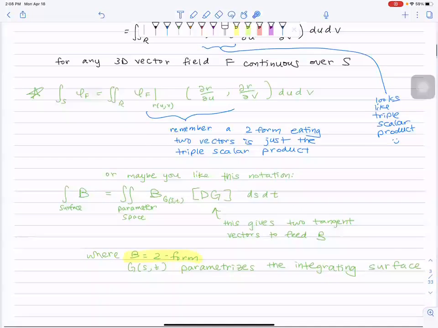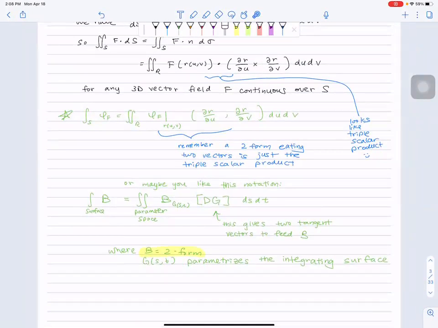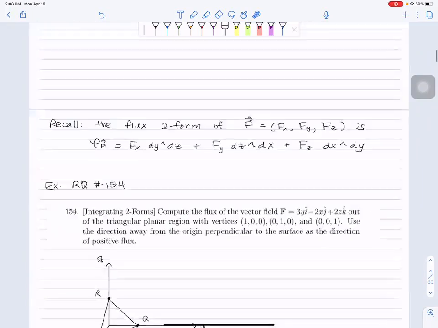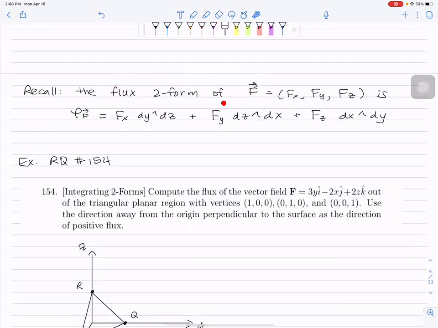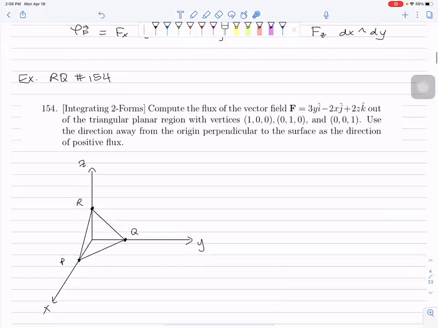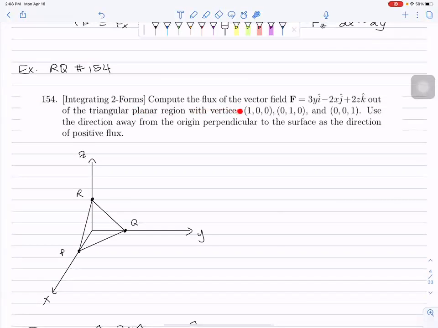Any questions on this definition? Okay, let's do an example. Recall I just put the canonical form of the two form here, but let's do this example. We want to compute the flux of this vector field out of the triangular planar region with vertices, I already drew it, P, Q, and R. Use the direction away from the origin perpendicular to the surface as the direction of positive flux.